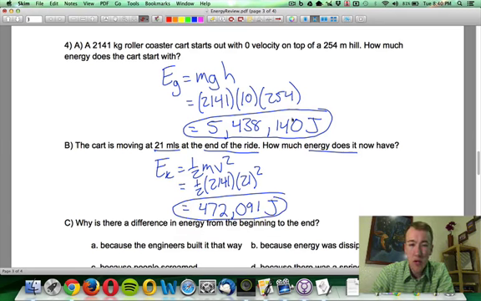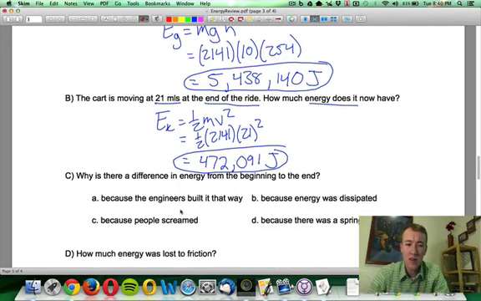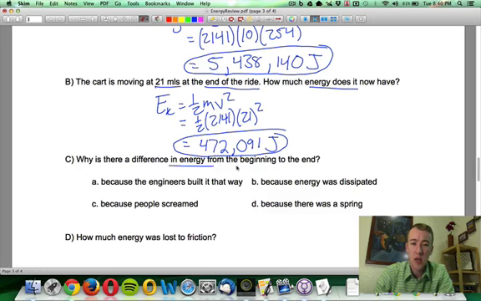So what happened here? We started out with a ton of gravitational potential energy, almost 5.5 million, and then we ended up with only about 500,000 joules of energy at the end. Why is there a difference in this energy from beginning to end? I mean, maybe the engineers built it that way, but that's not a good explanation. People screamed, okay, that doesn't make sense. Never mentioned anything about a spring.